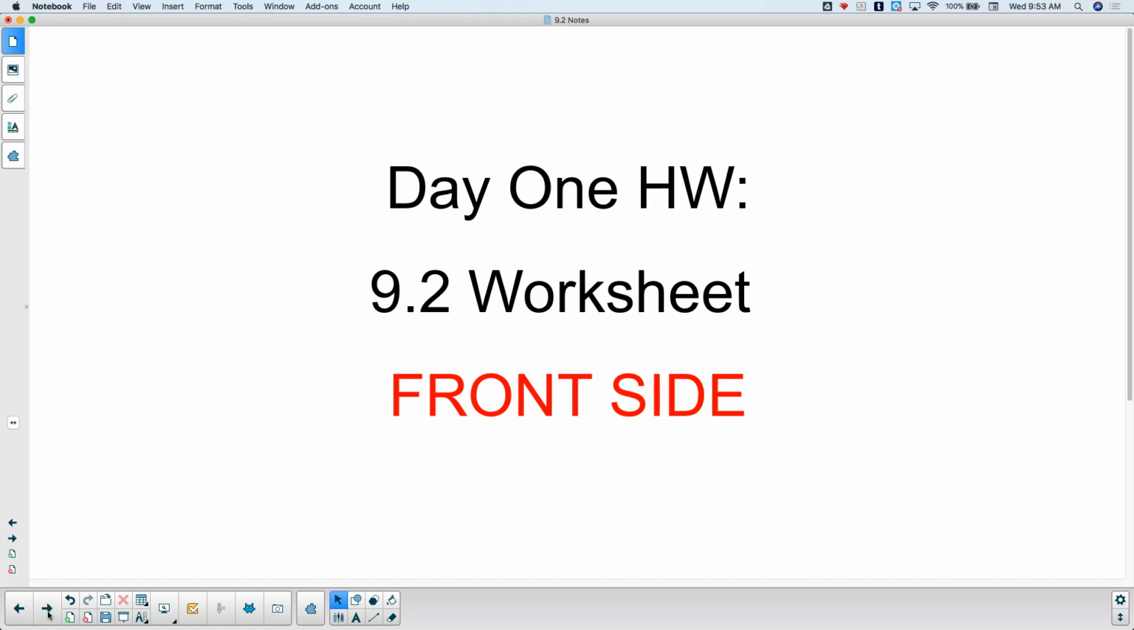Okay? But the front side isn't due tomorrow? No, well, I'm going to check the front side tomorrow. But what's the spot check then? I'm going to spot check the front side. I'm not going to collect it from you. Got it. Okay? Do we get points for it? You'll get points for it, yes, for having it done. Okay? But I'm not going to collect the worksheet from you tomorrow.